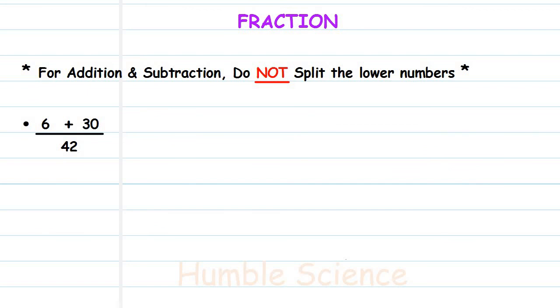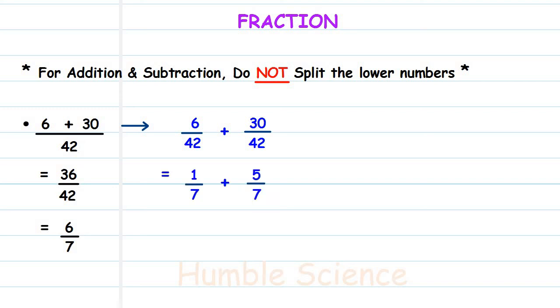This time we have 6 plus 30 divided by 42. Add them up, and we will get 36 over 42, which is 6 over 7. And of course, we can split them into 6 over 42 plus 30 over 42. And that is equal to 1 over 7 plus 5 over 7, which is 6 over 7. So the results are the same.